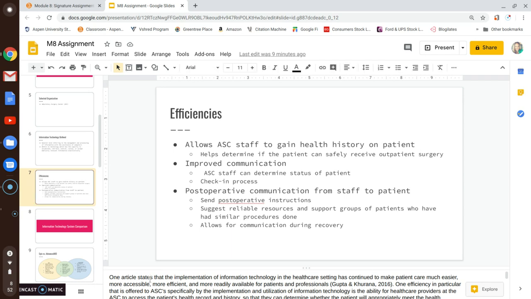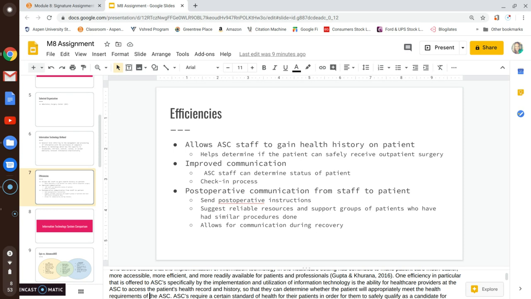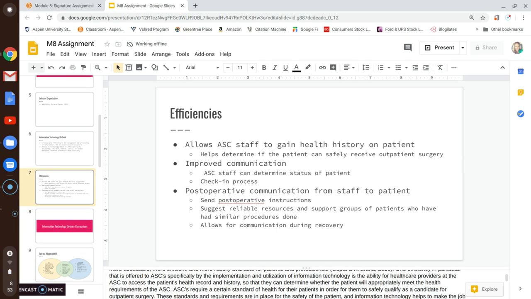One article states that the implementation of information technology in the healthcare setting has continued to make patient care much easier, more accessible, more efficient, and more readily available for patients and professionals. One efficiency in particular that is offered to ASCs, specifically by the implementation and utilization of information technology, is the ability for healthcare providers at the ASC to access the patient's health record and history so that they can determine whether the patient will appropriately meet the health requirements of the ASC.